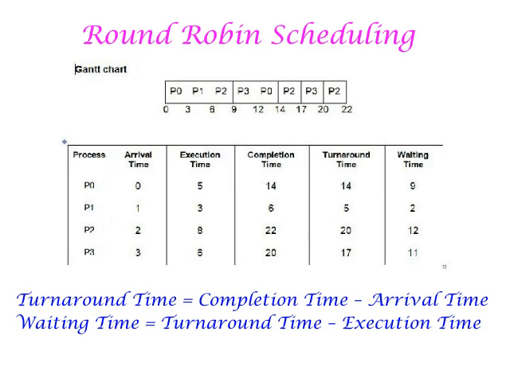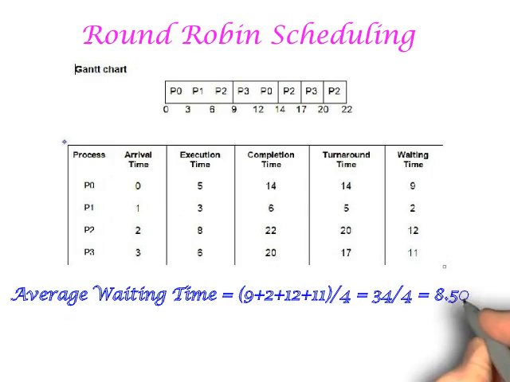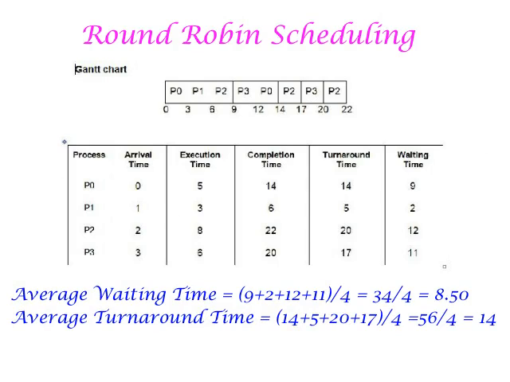Turnaround time equals completion time minus arrival time. Waiting time equals turnaround time minus execution time. Then we can calculate the average waiting time and average turnaround time. The average waiting time is the sum of all the processes' waiting times divided by the number of processes, that is 34 divided by 4. The result is 8.50. The average turnaround time is the sum of all the processes' turnaround times divided by the number of processes, that is 56 divided by 4. The result is 14.